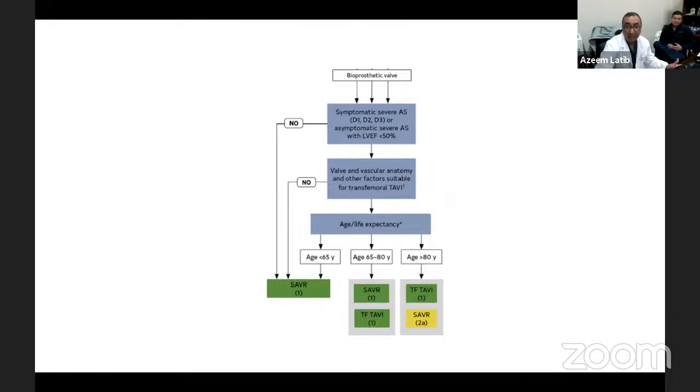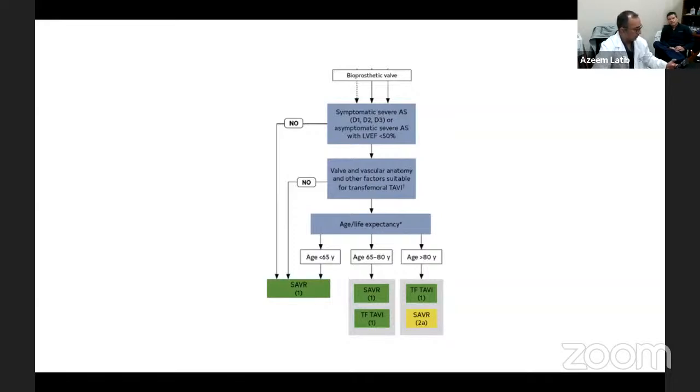Some people consider these guidelines extremely aggressive, others consider them extremely progressive. I'll stop here just for a second before moving on to mitral and tricuspid very briefly to see if there are any questions from anybody.